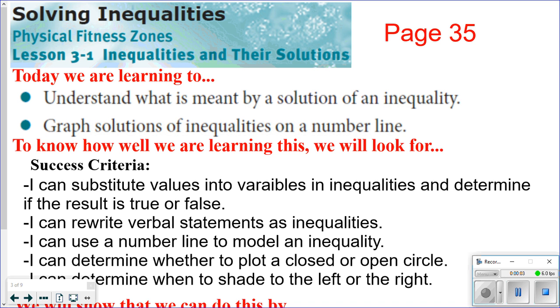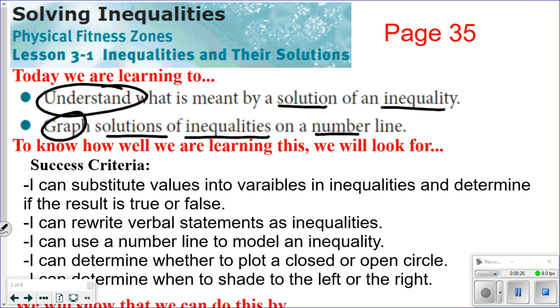Open your books to page 35. We are starting Activity 3 called Solving Inequalities, and we're going to look at inequalities and their solutions today. So our first learning target is to understand what is meant by a solution of an inequality. And then we're also going to graph solutions of inequalities on a number line.